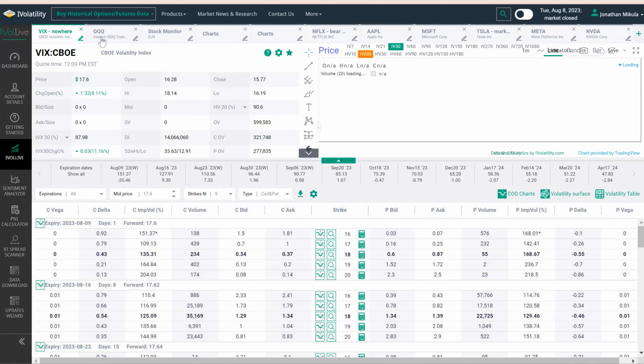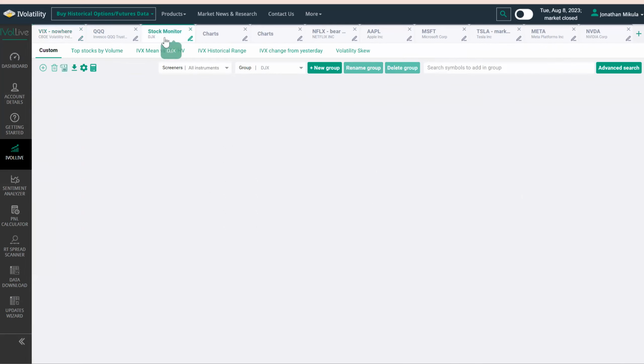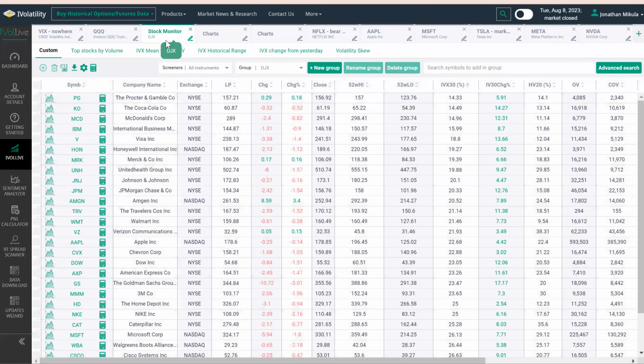So when you first register, your default's probably going to be the stock monitor, DJX. So all of this is saying is, don't let it confuse you. It's just the default tab. I'll move that over here to the left. That's a quick little hack. You can move these tabs however you like.